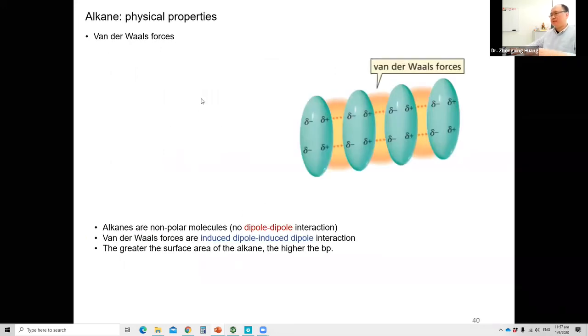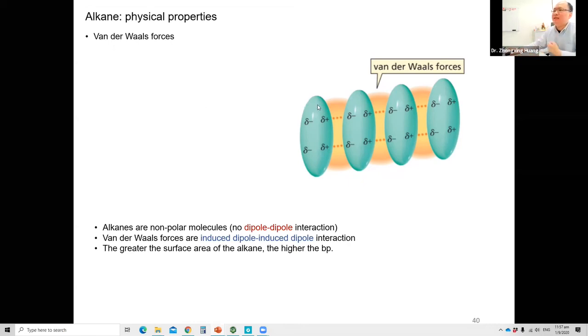So, van der Waals forces. Alkanes are non-polar molecules because they are all C-H bonds, right? There is nothing polar in alkanes. They don't have dipole-dipole interaction because it's carbon versus carbon, so they are the same. There is no dipole, since no one is pulling electrons from another. But they have induced dipole-dipole interaction.